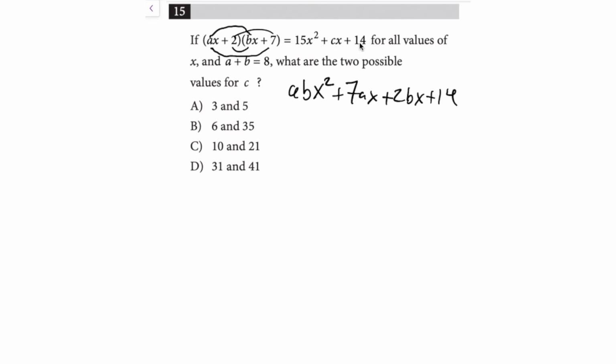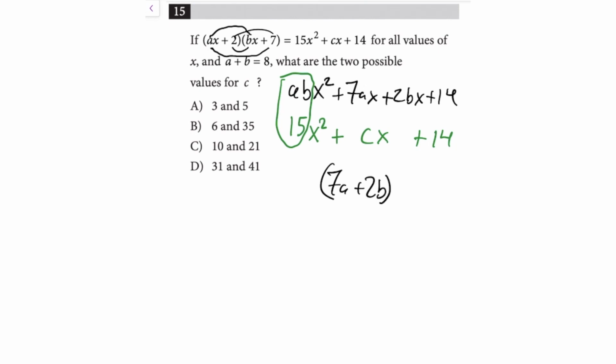Now what I'm going to do is line these terms up with these, and that's going to help me solve this. So I'll do that in green now. So I have 15x squared plus cx plus 14. Now I want to use the fact that these are lined up to help me figure out what my values of a, b, and c are. So I know that a times b has to equal 15. And if I factor out my x here, I can rewrite this as 7a plus 2b times x. So I know that c has to equal 7a plus 2b.